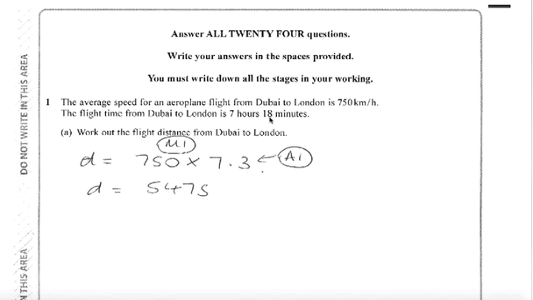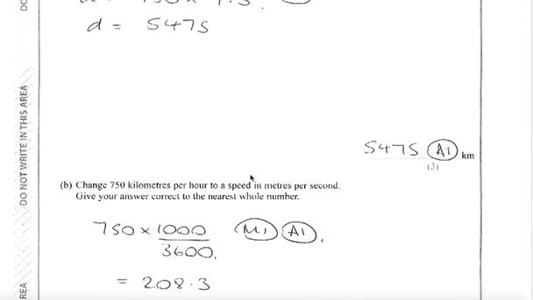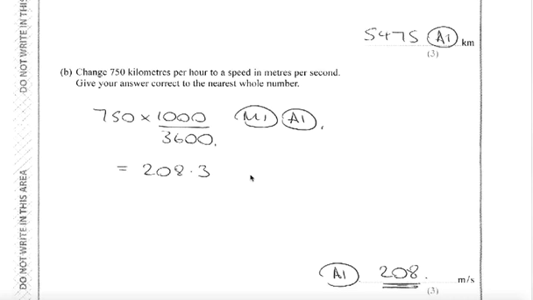Or you can just take the 18 minutes. 18 minutes is 0.3 of an hour. 18 over 60 is 3/10, 0.3, so 7.3 hours. To turn kilometers per hour into meters per second, we multiply by 1,000, which gives you meters per hour. And then to get it into seconds, divide by the number of seconds in an hour, 3,600.